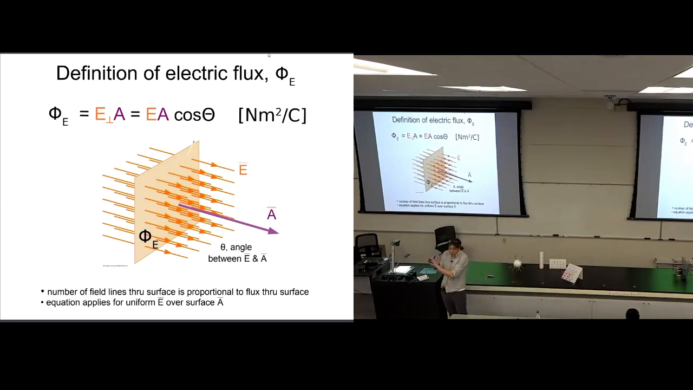Basically, those equations combine the fact that the flux depends on the field, it depends on the area of the surface, but it also depends on the relative orientation of the field and the surface. We'll see how this works out in a couple of examples in a moment. The units of flux are easy to figure out because we know the units of the ingredients. The units of field are newtons per coulomb. The units of area are meter squared, so the units of electric flux are newton meter squared per coulomb.